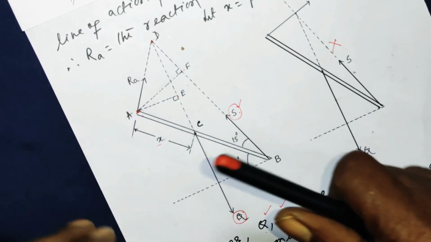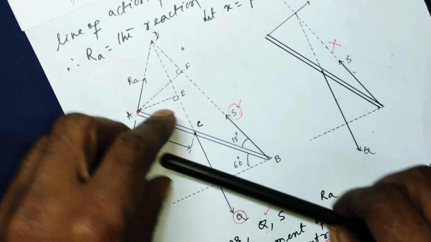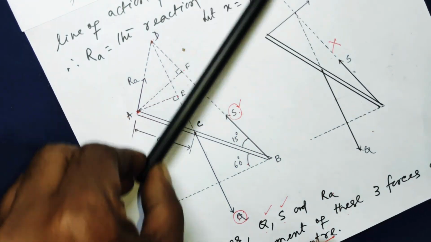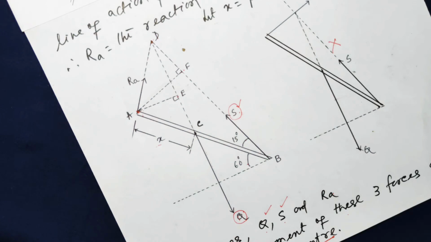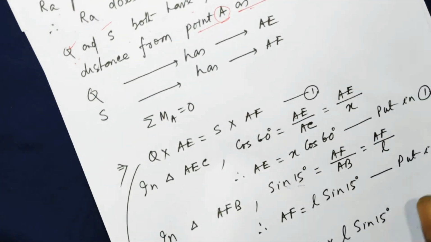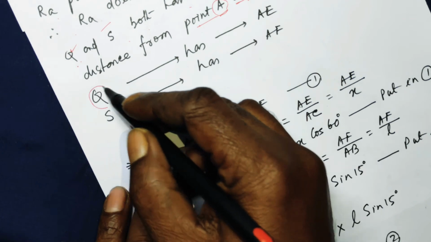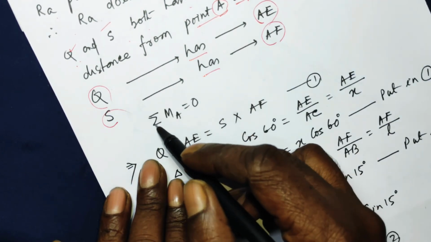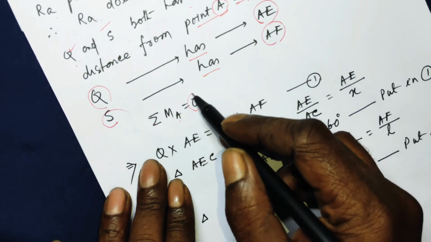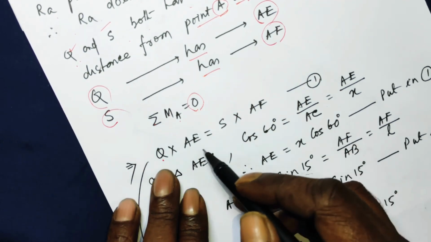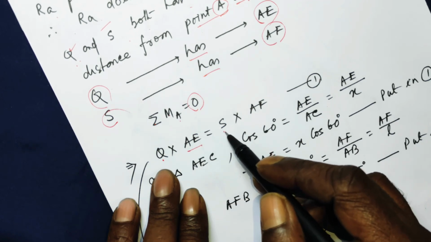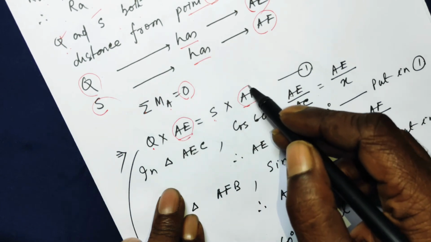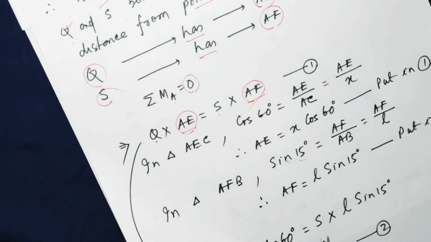Due to Q, the turning effect will be clockwise. Due to S, the turning effect about A will be anti-clockwise. So if both are equal, then the system is in equilibrium. So Q has a perpendicular distance AE, S has a perpendicular distance AF. Sigma, sum of the moments about A should be 0. So Q times the perpendicular distance will be equal to S times the perpendicular distance. Now we have to find the value of AE and the value of AF. That is interesting to find out.